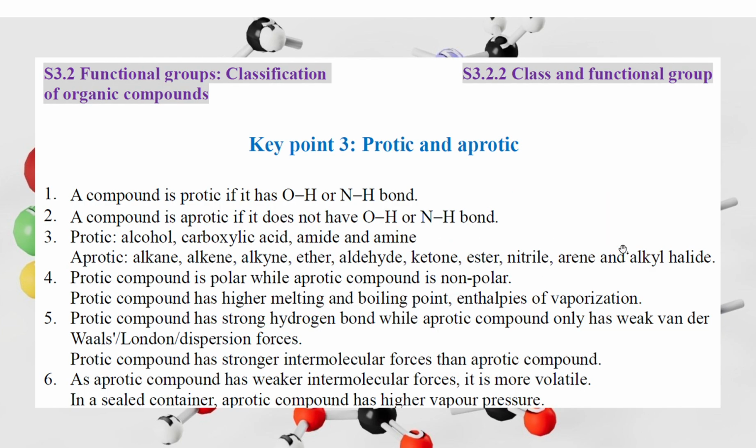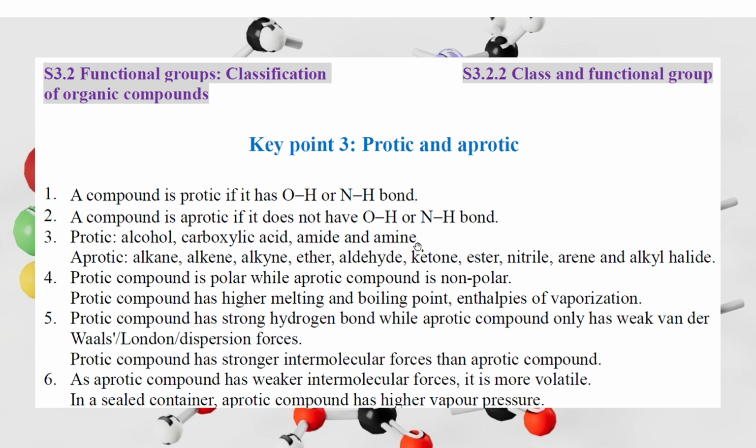We have the concept of polar and apolar. For the polar ones, they have the O-H and N-H bonds, and hydrogen bonding is very strong. So it is a hydrogen bond for organic compounds, and we call it protic. For example, alcohol, carboxylic acid, amide, and amine.